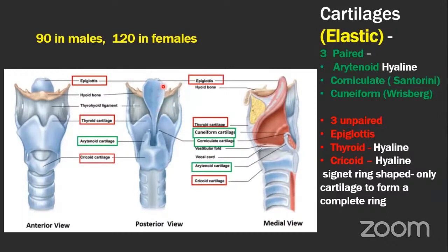One is the epiglottis, which is a leaf-like structure. Then one thyroid cartilage and also one cricoid cartilage. And the cricoid cartilage is signet ring shaped, and it is the only cartilage to form a complete ring.